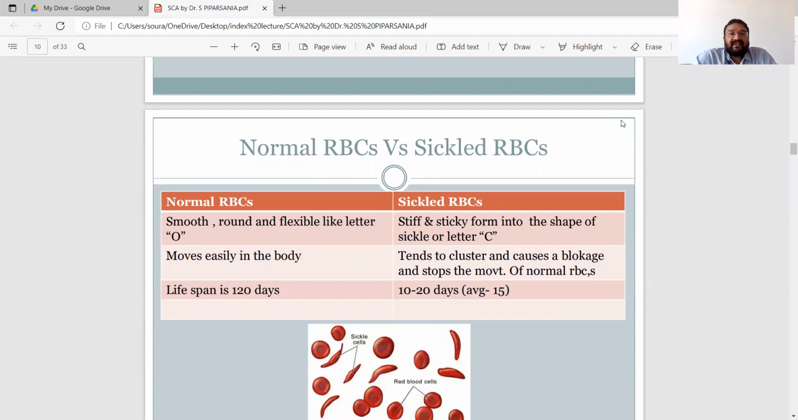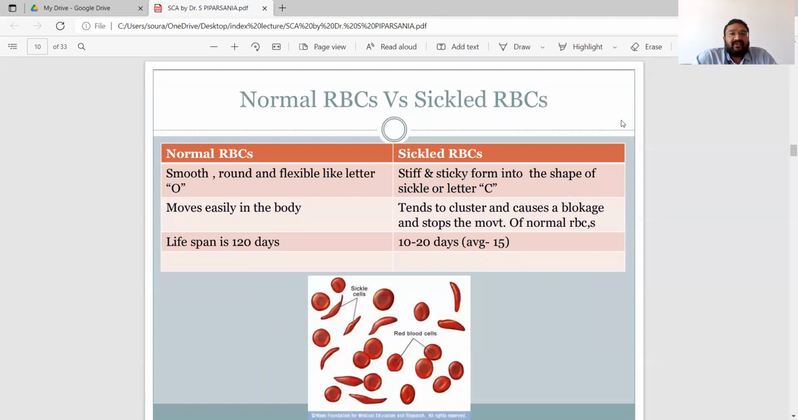Now, why do patients with sickle cell anemia have different clinical manifestations? What is the difference between normal RBCs and sickle RBCs? Normal RBCs appear like a smooth letter O, which is round and flexible, and move very easily in the body, and the lifespan is 120 days. In comparison, sickle RBCs are stiff and sticky, formed into the shape of a sickle or letter C. They tend to cluster, cause a blockage, and stop the movement of normal RBCs. The average lifespan of sickle RBCs is 15 days, with a range of 10 to 20 days.